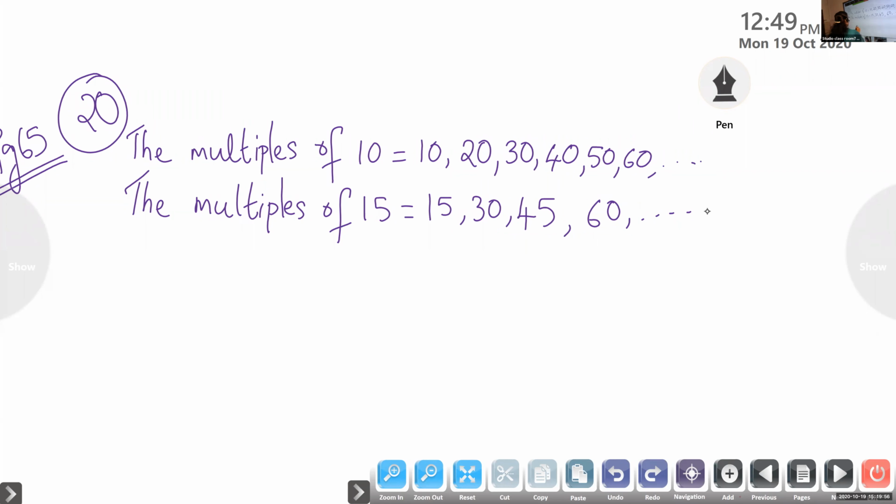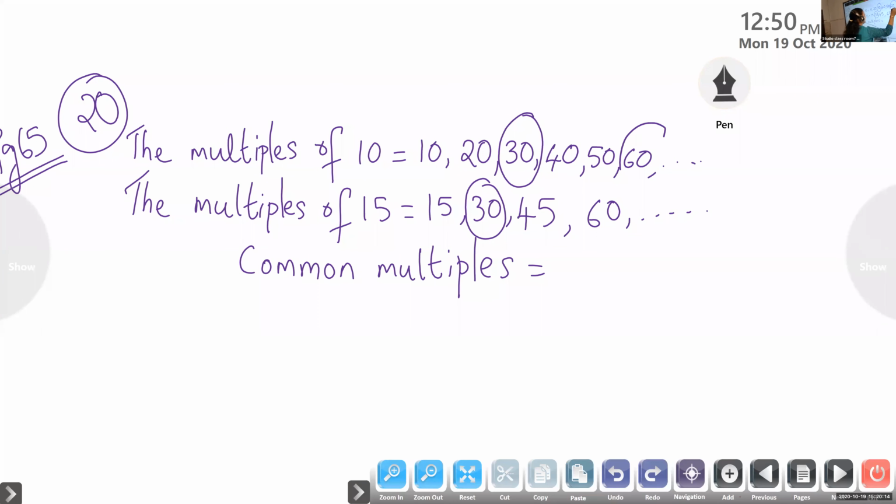And now write common multiples. 30 and 60. Yes, very good. Common multiples. So children, you can circle what are the common. Here it is 30 and here also 30. Here it is 60 and here also 60.